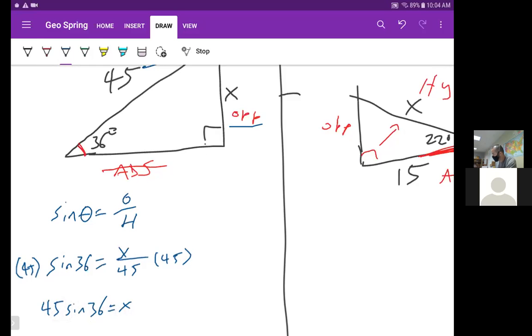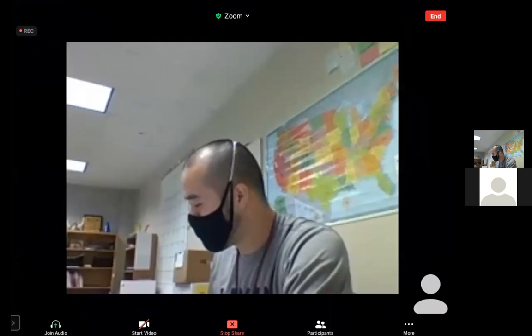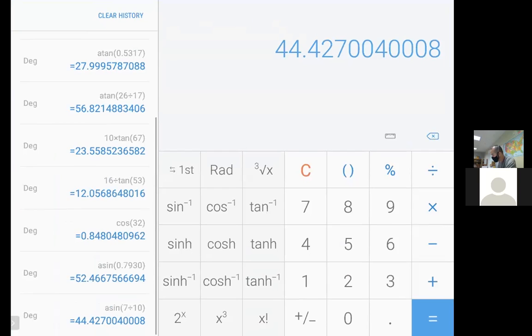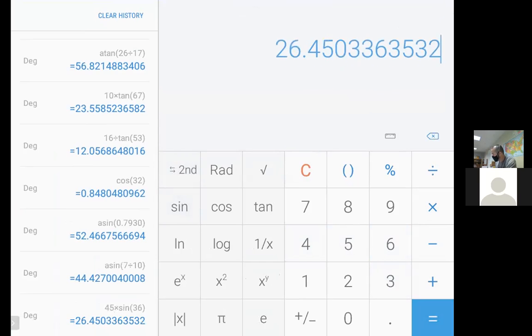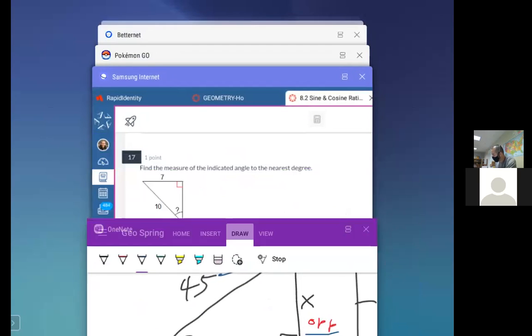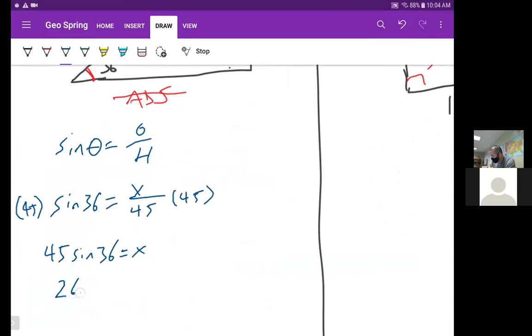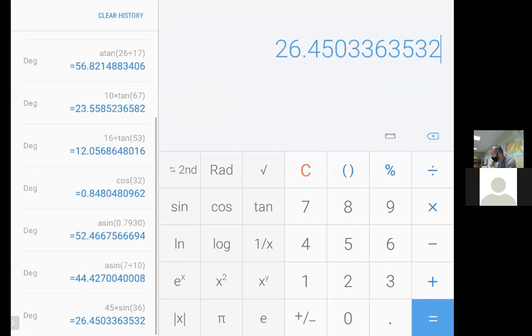Let's plug that into this calculator. Okay, 45 sine of 36, 26.45. So 26.45 equals x. Is that what that said? Yes. All right, cool.